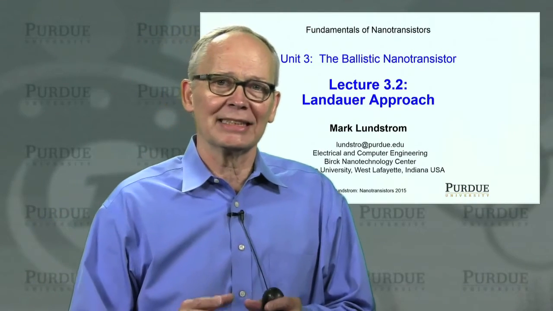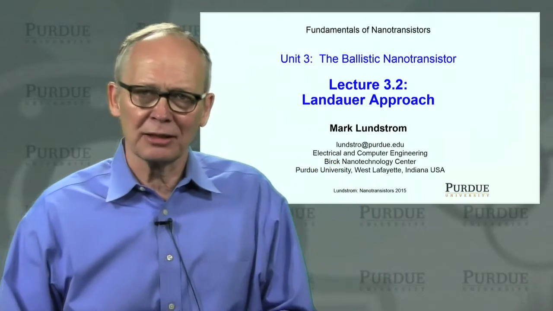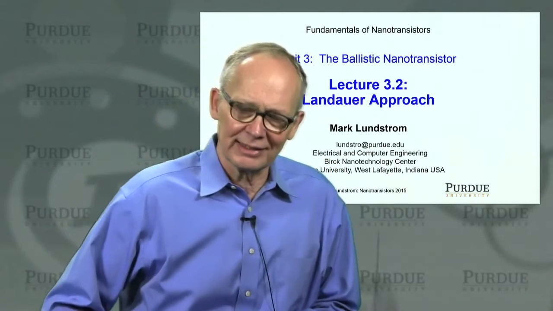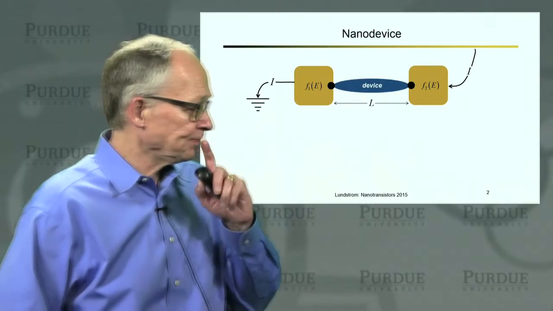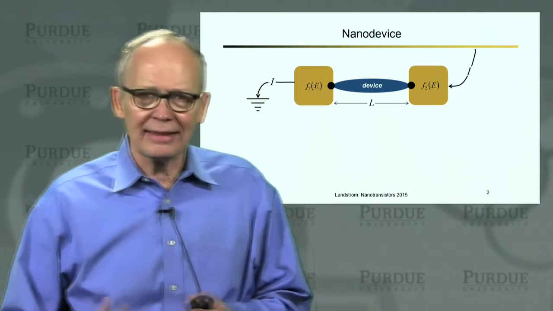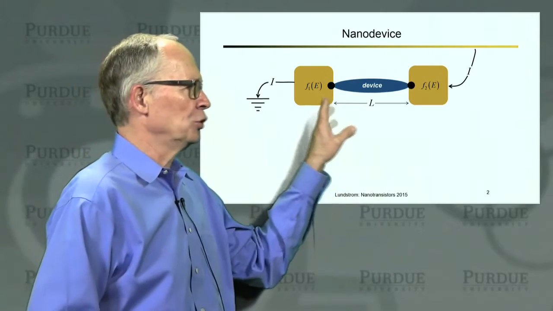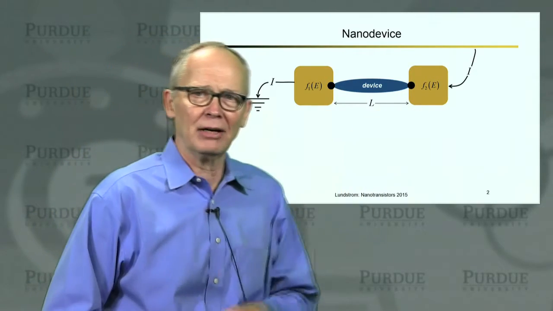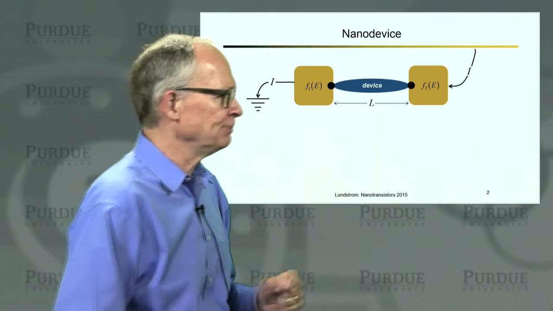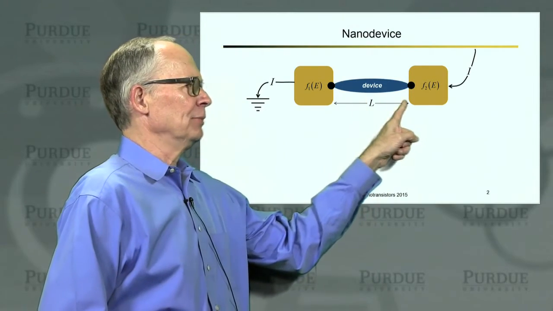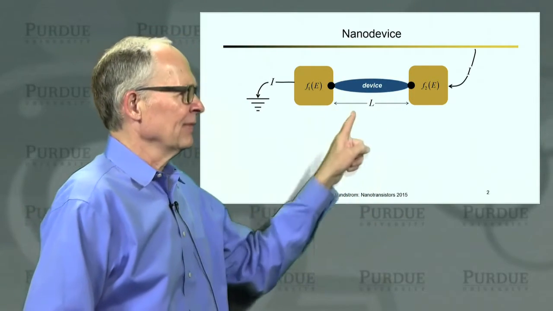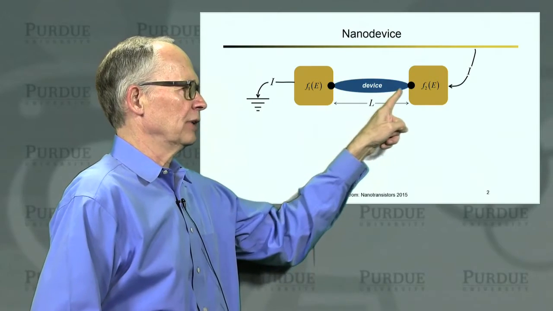We're going to apply it specifically to MOSFETs, but it's an approach that's worth learning if you're interested in nano devices of any kind. So let's look at this. We'll think of this as a generic nano device. We have two contacts. I'll call them 1 and 2 now. Later on, they'll become source and drain. Our device is in between. It has some length L. It's connected to these two contacts.